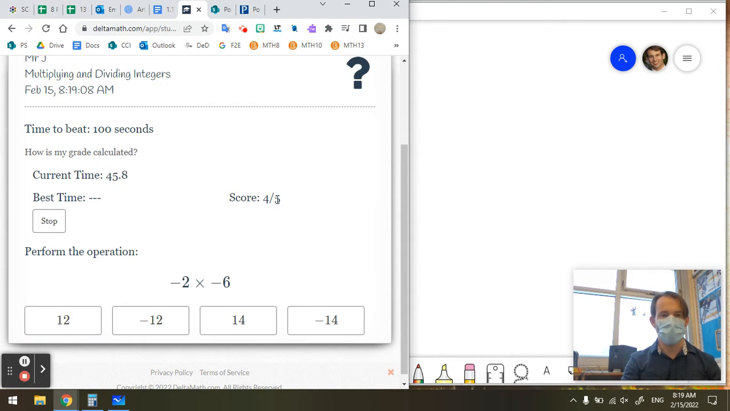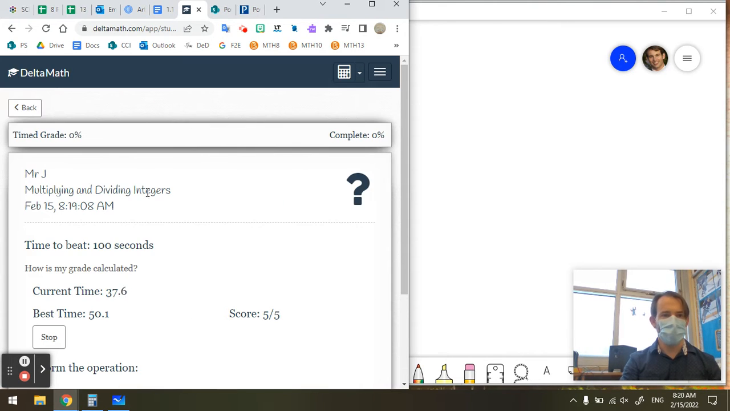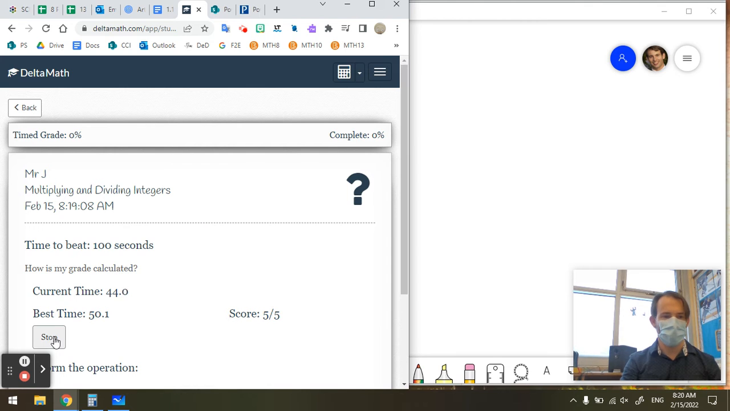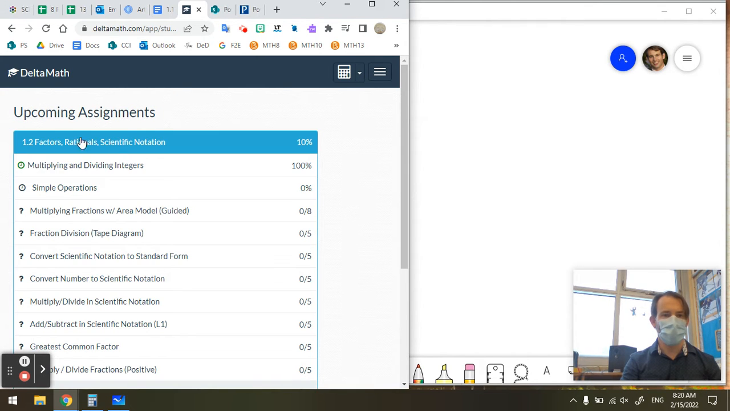I've asked you to get a score of at least 5 today, just to get warmed up. Negative times a negative, well, that's a positive. Okay, cool. So this is multiplying and dividing integers that are positive and negative, just to get a bit of review and practice. Okay, and then you must push stop. There I go, and I push back. And it says, okay, I'm done that, so I can keep going.